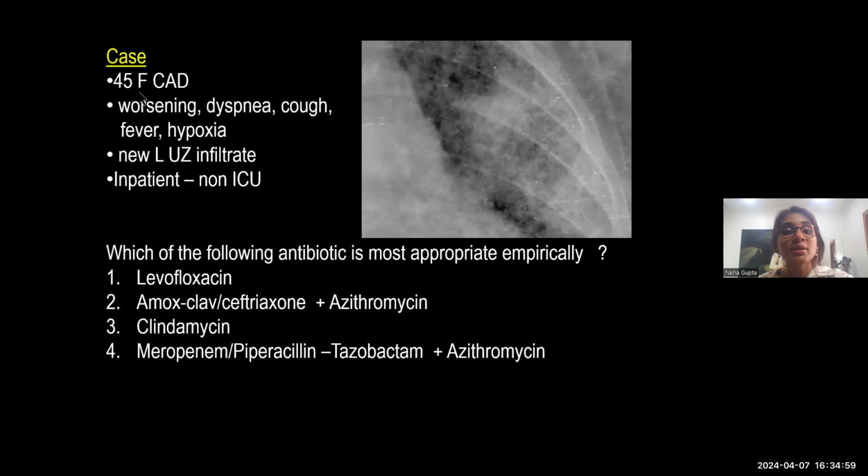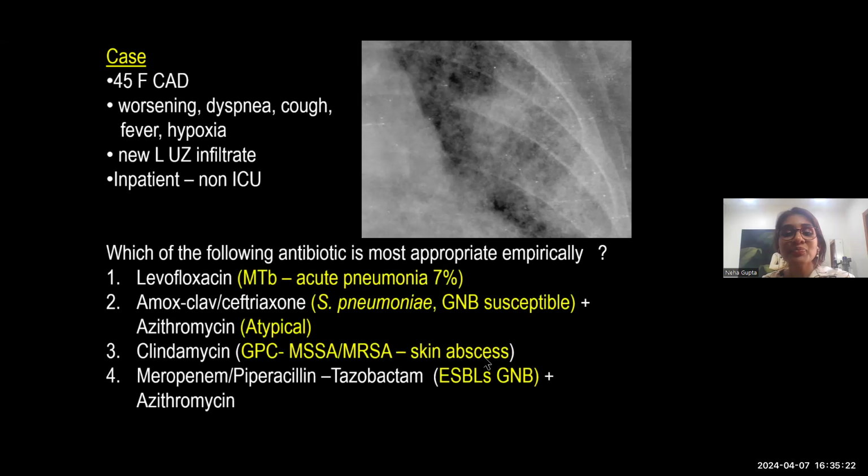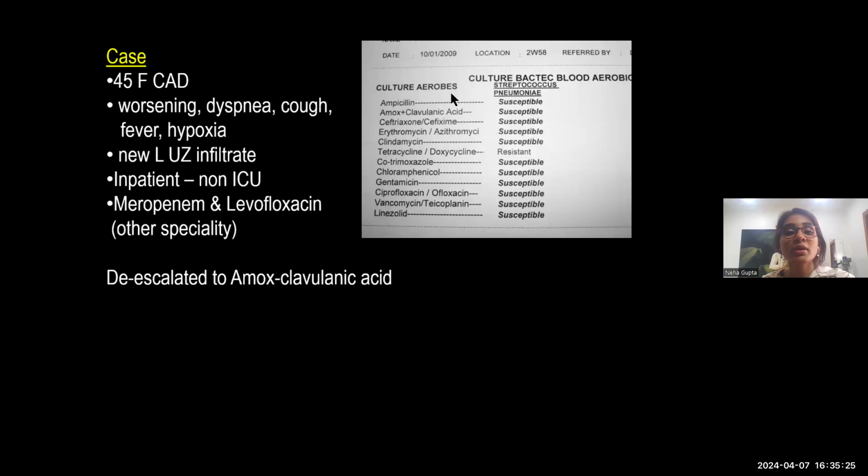Let's look at this patient. This is an elderly lady who had worsening dyspnea, cough, fever, hypoxia, and a new left upper zone infiltrate. This is pneumonia, and she was admitted in the ICU. So for this patient, which of the following antibiotics is most appropriate empirically? So all of us probably will go for meropenem with azithromycin. Here, this patient had Streptococcus pneumoniae isolated from the blood, which is susceptible.